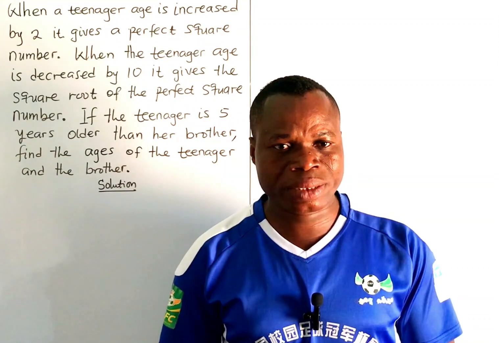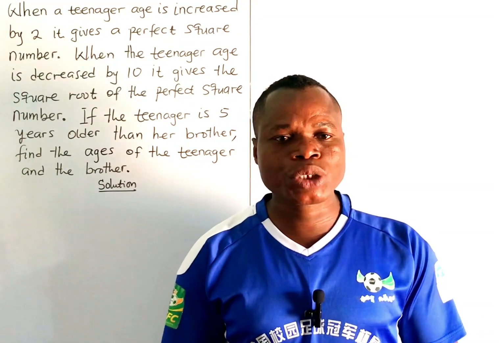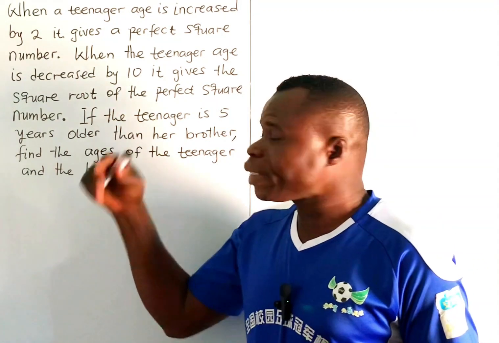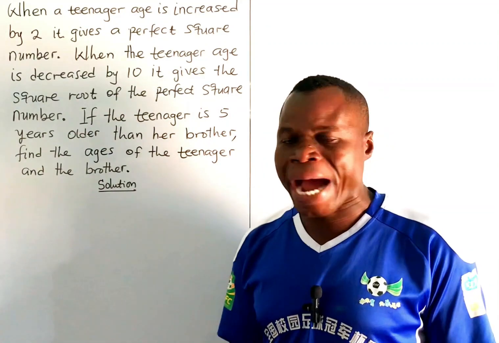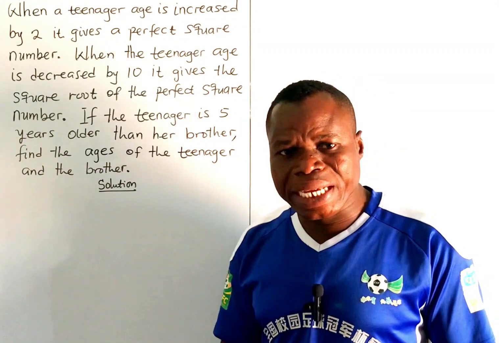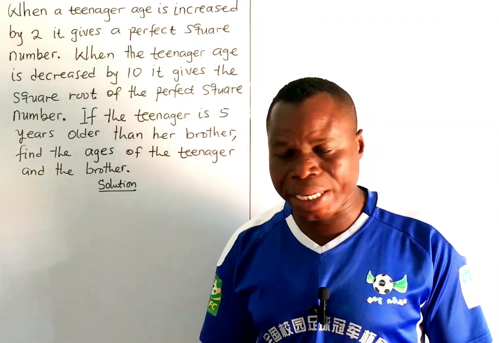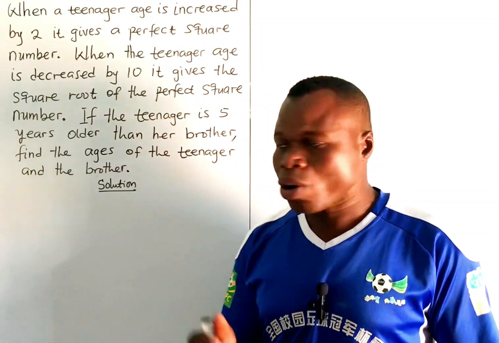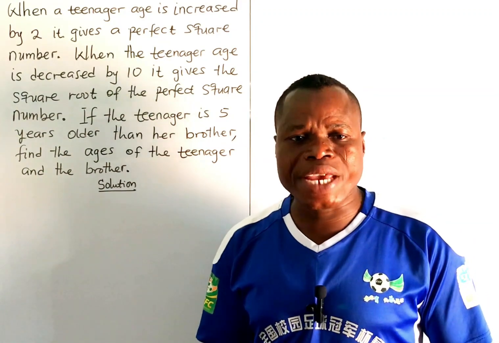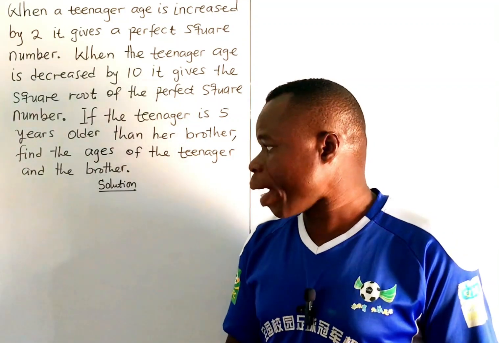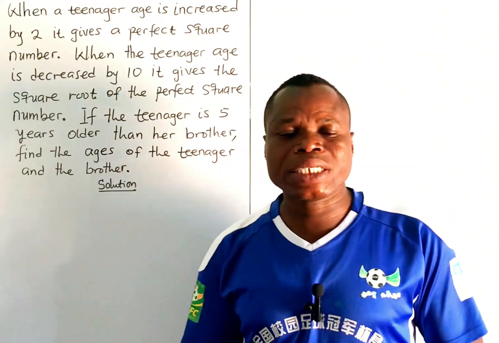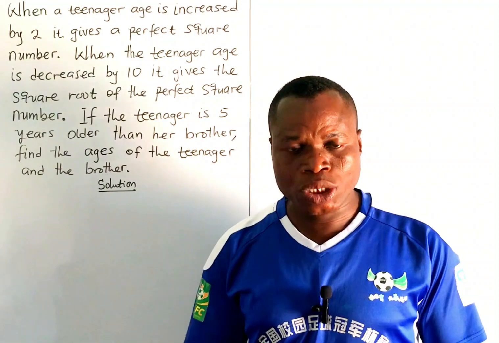Nabla Math class. In this video, we are going to solve a word problem. And the problem says that when a teenager's age is increased by 2, it gives a perfect square number. When the teenager's age is decreased by 10, it gives the square root of the perfect square number. If the teenager is 5 years older than her brother, find the ages of the teenager and the brother. This is the information given for us to solve.